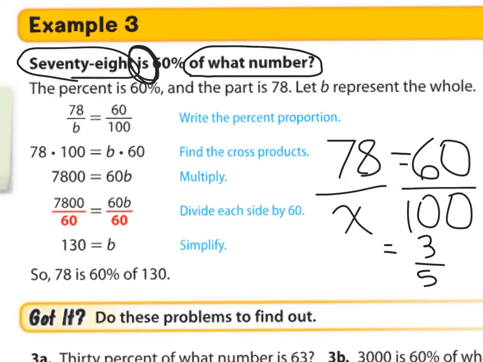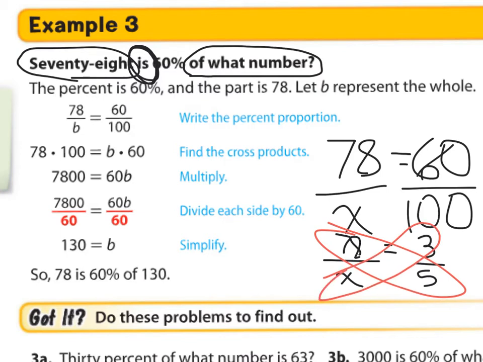Because I divided both numbers by 20. When you divide 60 by 20, you get 3, and when you divide 100 by 20, you get 5. So there's 3 20s here and 5 20s there. So it becomes 3/5. Now you have 78 over x, and now it will be a lot easier to do your cross product, right? So we've got 78 times 5 and 3 times x.